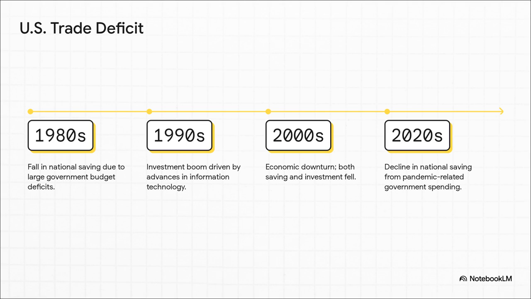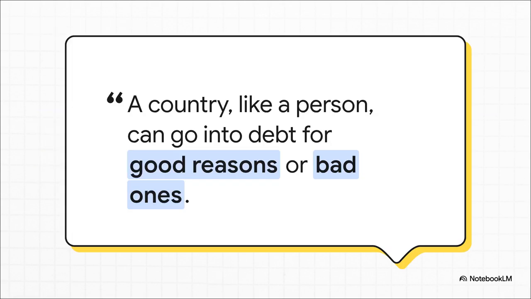If you look at the U.S. trade deficit over time, it reveals completely different stories. In the 80s, the deficit was driven by falling savings, but in the 90s, it grew because of a massive investment boom during the dot-com era as foreigners rushed to pour money into the U.S. economy. Same symptom, totally different causes. The best way to think about it is this. Going into debt to pay for a college degree that will boost your future income is very different from going into debt for a lavish vacation. One is a productive investment. The other is just consumption.